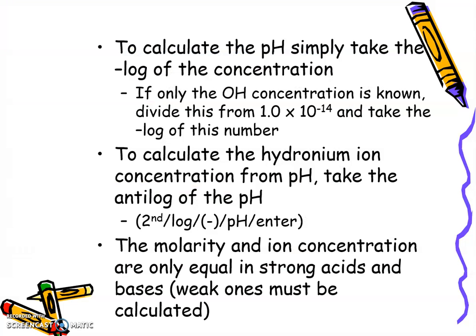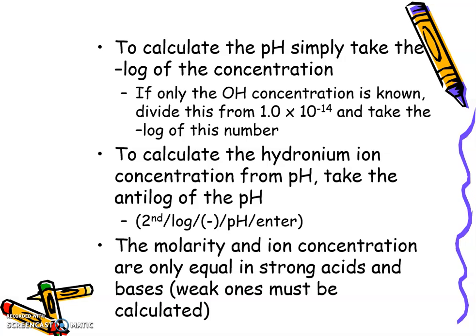So to calculate the pH, you are simply going to take the negative log of the H3O concentration. If only the OH concentration is known, you can take 1 times 10 to the minus 14 and divide it by the OH, and that will give you your H3O, and then take the negative log of that number.